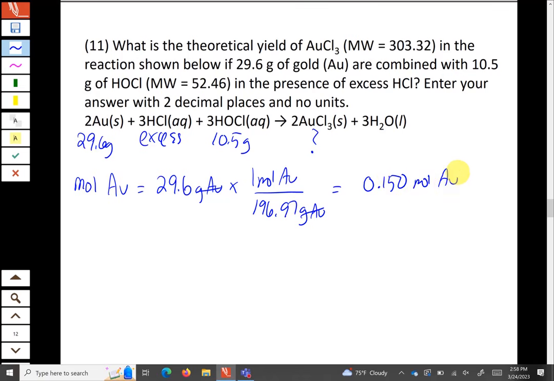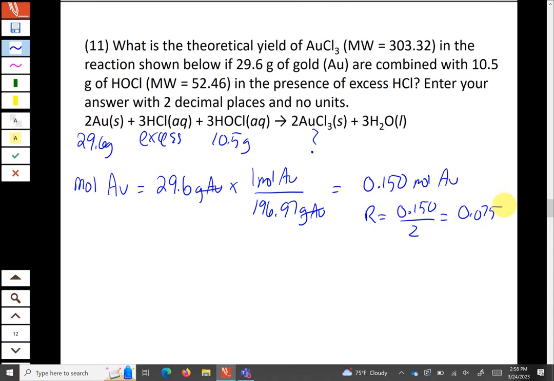moles of gold. Now the other number that we need to determine the limiting reactant is the stoichiometric ratio R, where we take that number and divide it by the coefficient. So the coefficient for Au is 2, so the stoichiometric ratio would be 0.075.